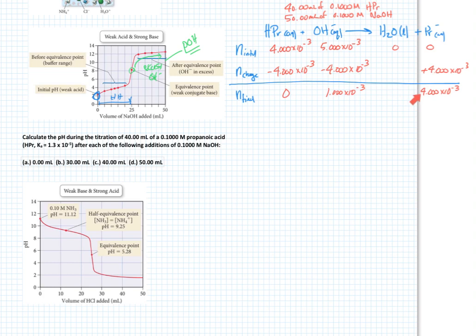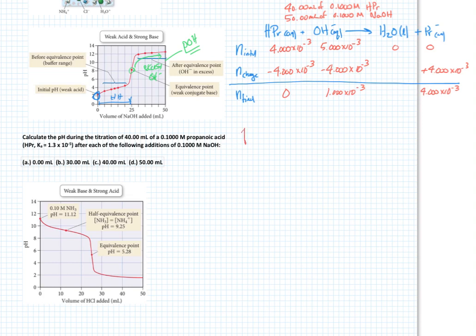Now, at this point, OH minus is a strong base. Propanoate is not a strong base, so we can actually ignore the contribution from the propanoate. This is where all the action is. The hydroxide is where all the change in the pH is going to happen.